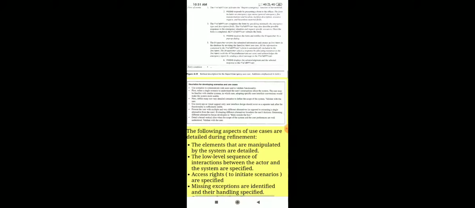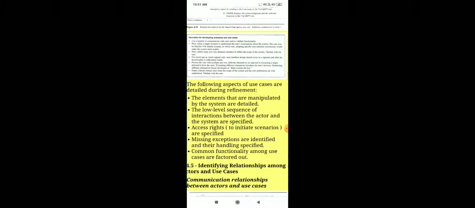The following aspects of use cases are detailed during refinement. The elements that are manipulated by the system are detailed. The low level sequence of interactions between the actor and the system are specified. Access rights are specified. Missing exceptions are identified and their handling specified. Common functionality among use cases is factored out.